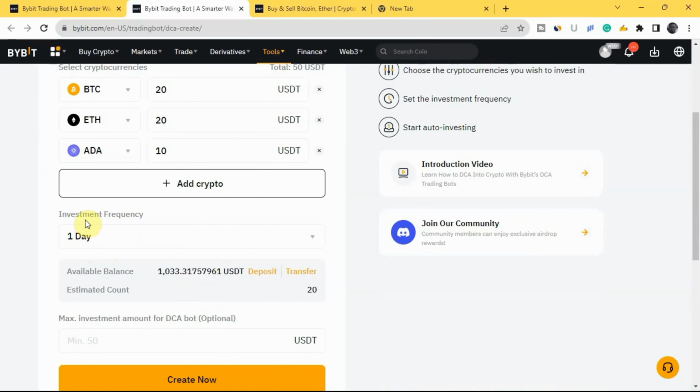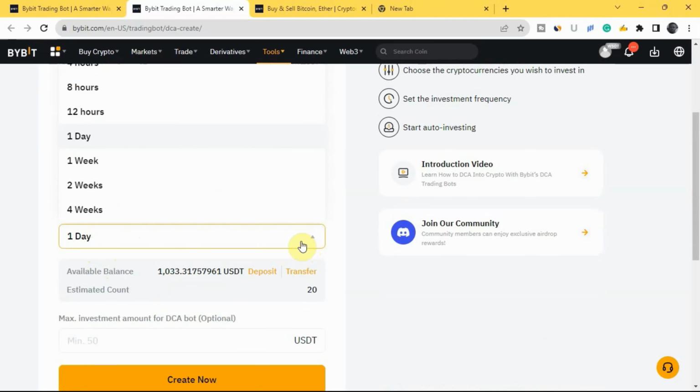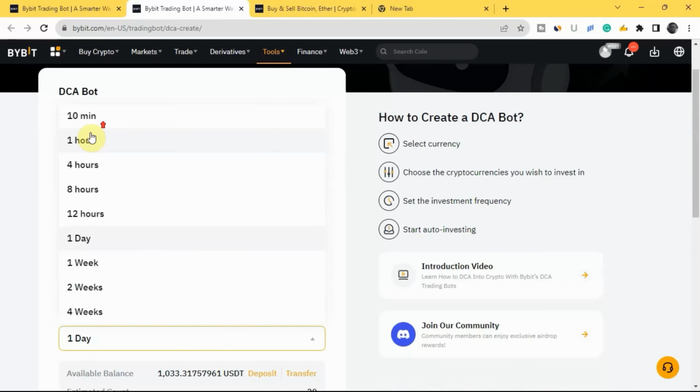Now, the next one is to pick the investment frequency. If you click on this drop down arrow right there, if you scroll up, you can see you have 10 minutes, 1 hour, 4 hours, 8 hours, and so on. This is showing you the period you want to use to invest. So if you want to invest every 10 minutes, you pick 10 minutes. If I pick 10 minutes, that means the trading bot will be helping me to invest in the cryptocurrencies I've picked every 10 minutes.